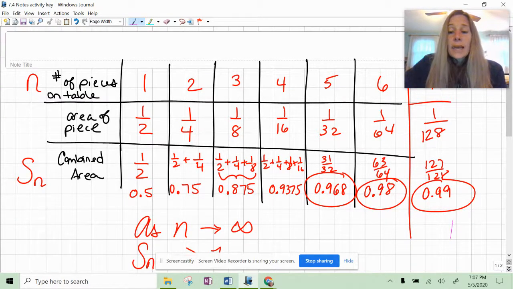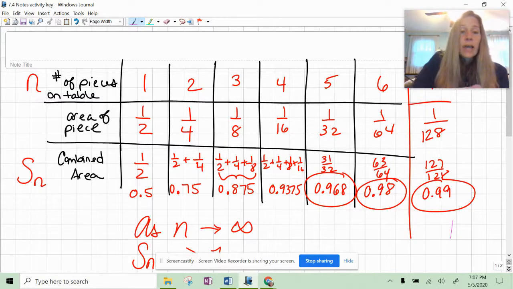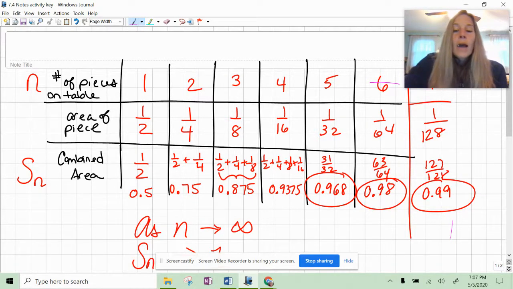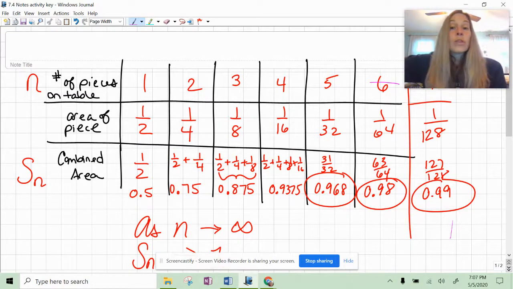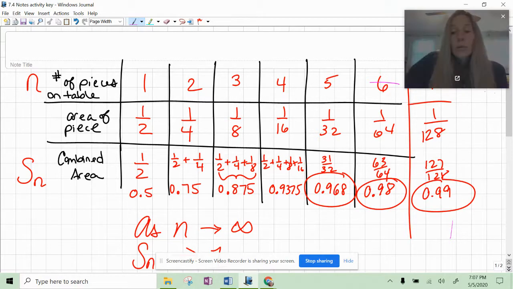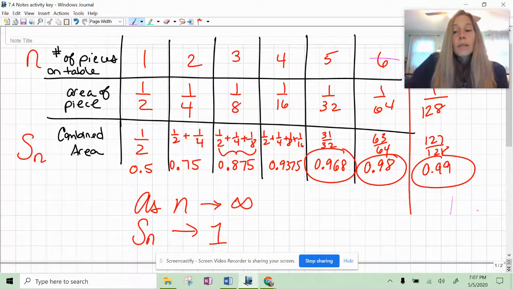So as the n approaches infinity, and the n would be the number of pieces of paper in this particular example, but in any sequence, it's what step of the sequence you are on. As that sequence number increases, which approaches infinity, right? Because this is an infinite sequence. So as that number approaches infinity, then the sum in this case is going to approach 1.